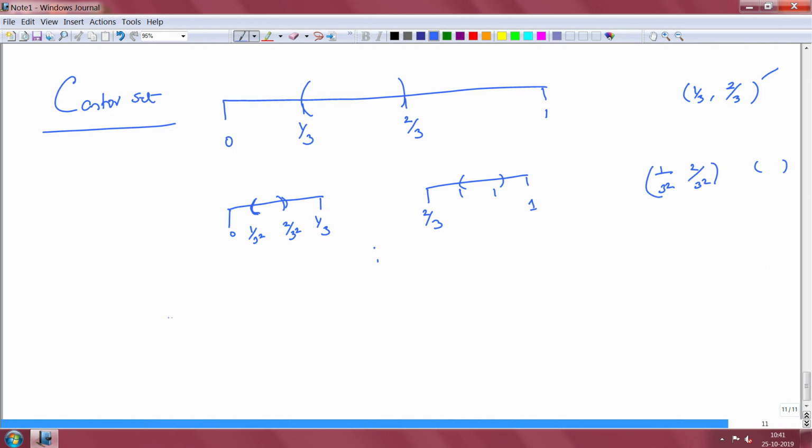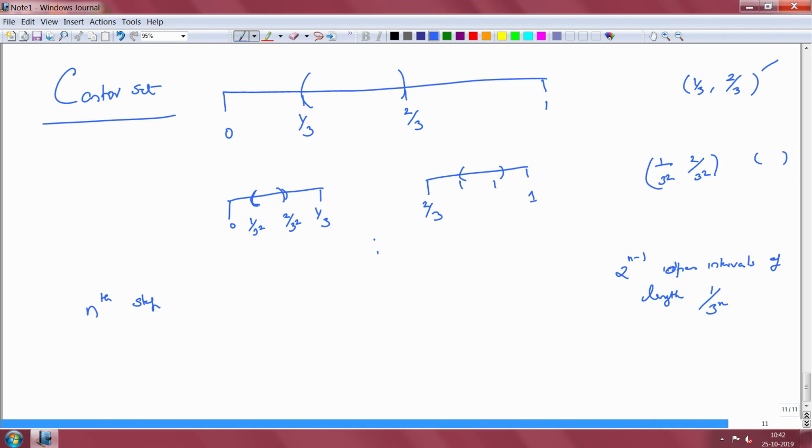So at the nth step you will be throwing out 2 to the n minus 1 open intervals of length 1/3 to the n. This is what you will be doing.